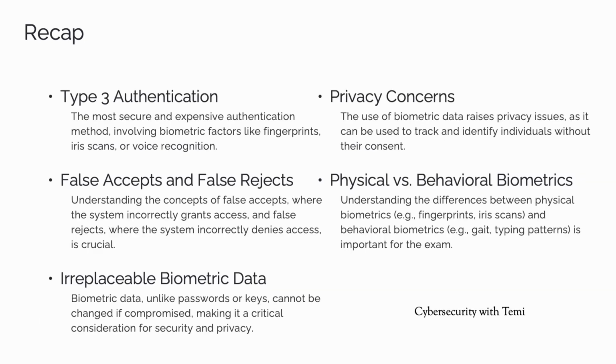We talked about type 3 authentication, which is the most secure form of authentication, and also the most expensive. We also talked about issues like false accept, where your phone accepts somebody that looks like you, or sometimes it might not even be somebody who looks like you; it's just an issue with the algorithm. Also false rejects, where it rejects you for some reason when you're trying your biometric. Also the irreplaceable biometric data: once it's stolen, it cannot be replaced. I mean, that's a lifetime issue. Also privacy concerns, and physical and behavioral biometrics, which are also things to look out for.